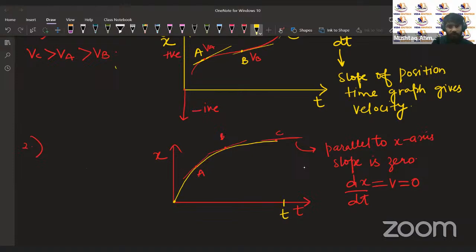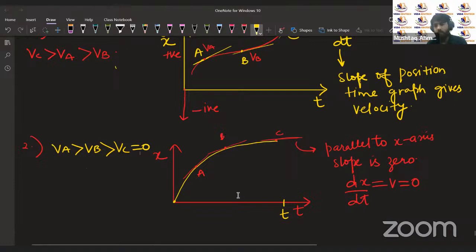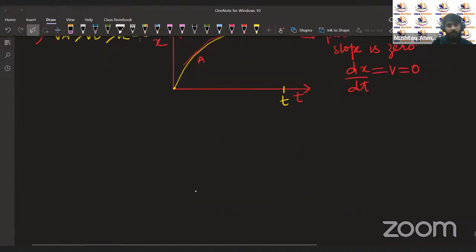So from here we can say that the slope at A is greater than the slope at B, which is greater than the slope at C, which is equal to 0. So in this graph, the speed of this particle is actually decreasing with time and eventually becomes 0 at point C, because the slope at point C is equal to 0. And let's discuss case three.